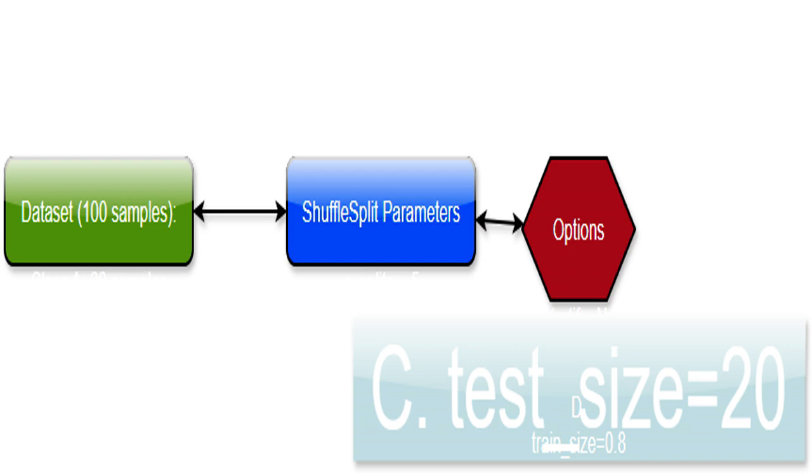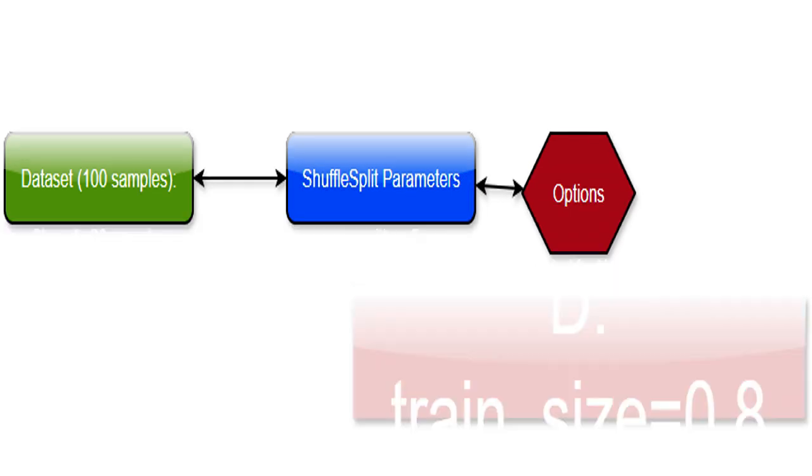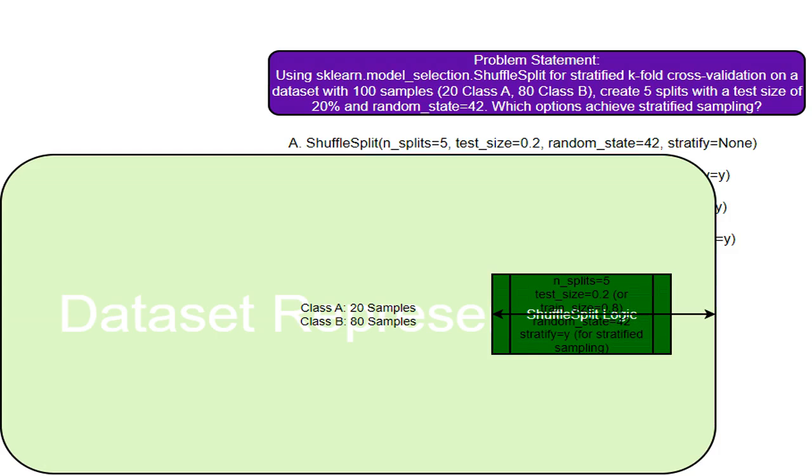ShuffleSplit needs a proportion, between 0 and 1, or a suitable integer based on train size. Option D specifies the training size as 80%, 0.8, which is completely equivalent to setting test size to 20%. It also uses stratified sampling. I'm looking at a dataset with 2 classes, A and B. Class A has 20 samples, and Class B has 80 samples.